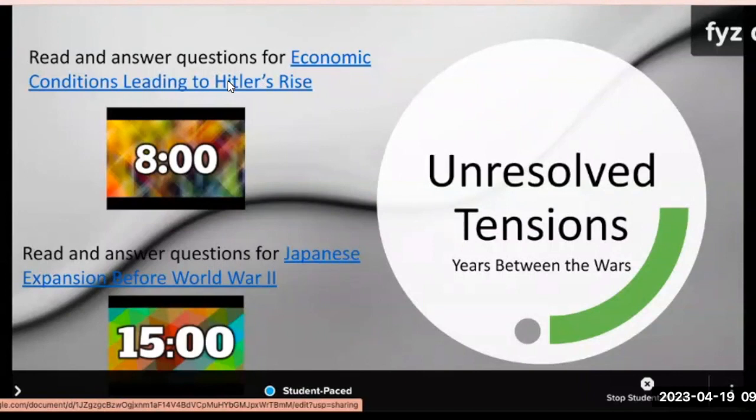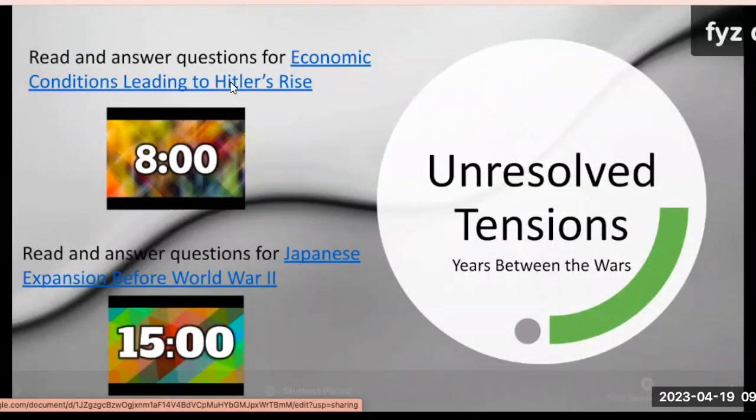leading to Hitler's rise. It will take you to an article that you can read regarding the conditions that allowed for the party that Hitler founded, the Nazi Party, to be able to gain such political support that they were able to take over the Weimar Republic. That should take you about 8 minutes and answer the questions that are associated with that worksheet.